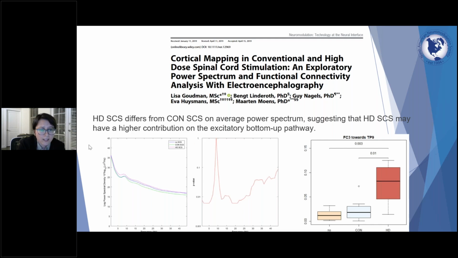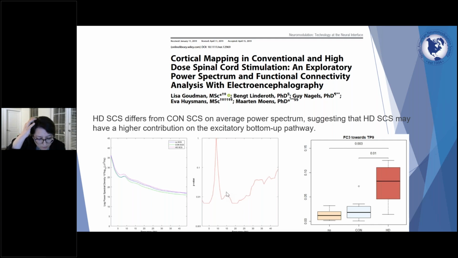On the left-hand side, you see the spectral changes with respect to these 3 conditions. The pink one is corresponding to high-dose SCS, and it shows overall higher energy in the entire spectrum. When they look at the differences between these 3 conditions, they show us the highest difference located in theta or low alpha range, which is also statistically significant between these 3 conditions.